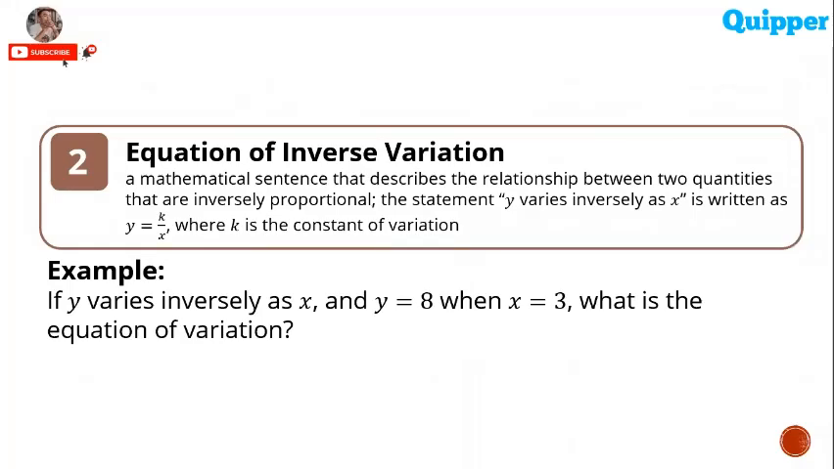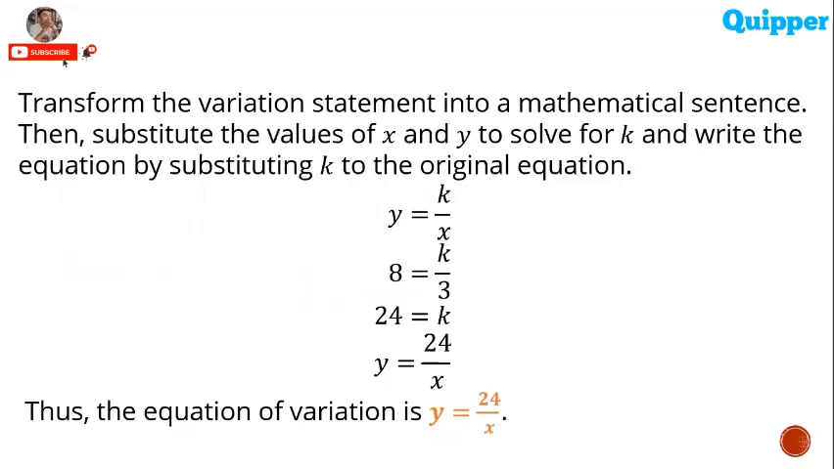If y varies inversely as x and y is equal to 8 when x is equal to 3, what is the equation of variation? I mentioned already a while ago that the equation of variation is y is equal to k over x for inverse variation. What are you going to do with this kind of example? Transform the variation statement into a mathematical sentence, then substitute the values of x and y to solve for k and write the equation by substituting k to the original equation.